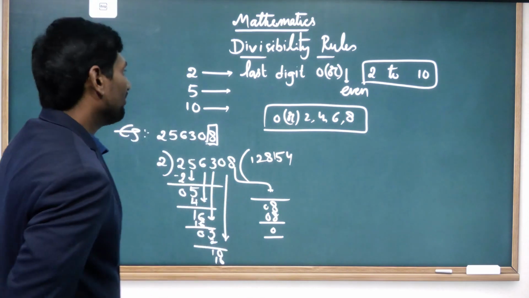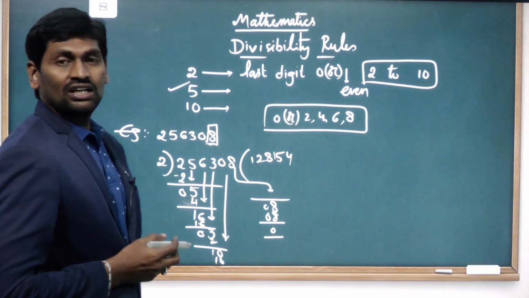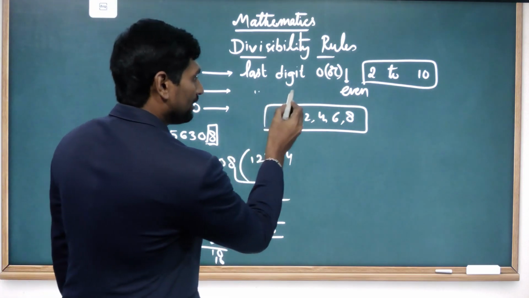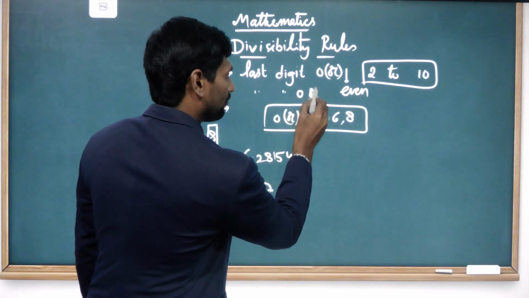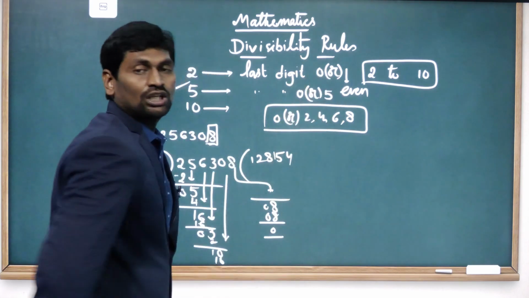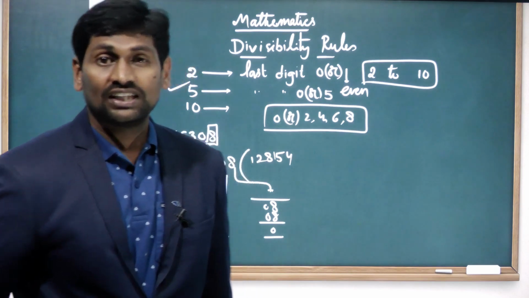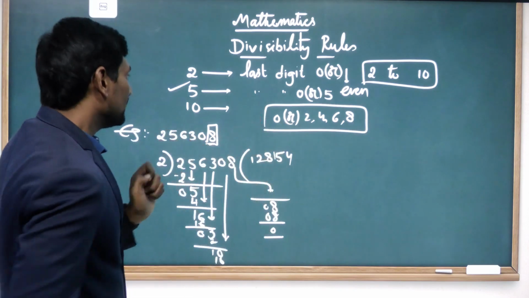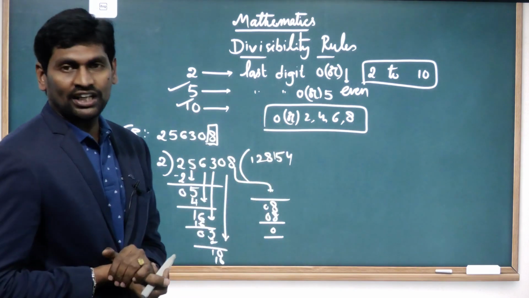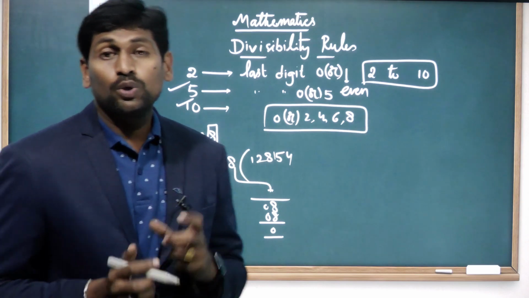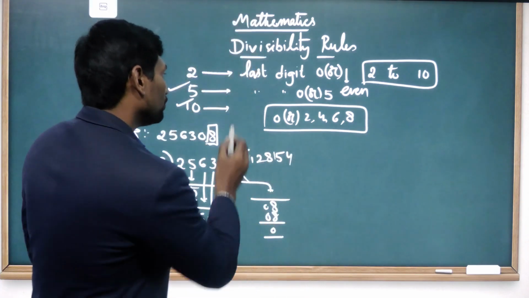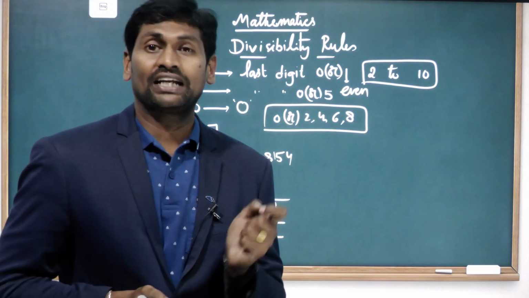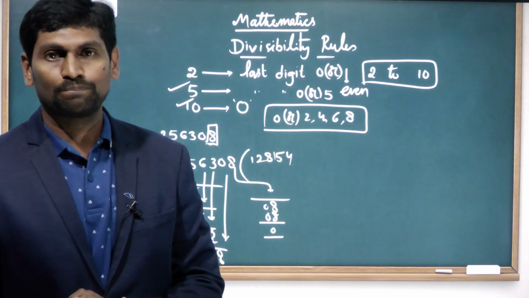In the same way, for the divisibility rule for 5, if the last digit of a number is 0 or 5, then the entire number is divisible by 5 table. Same way, the divisibility rule for 10: if the last digit or units place digit of a number is 0, only 0, then we can say that the entire number is divisible by 10 table.